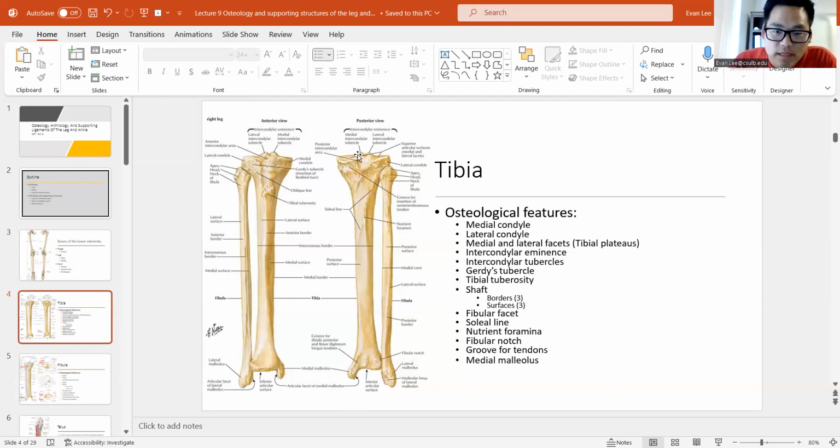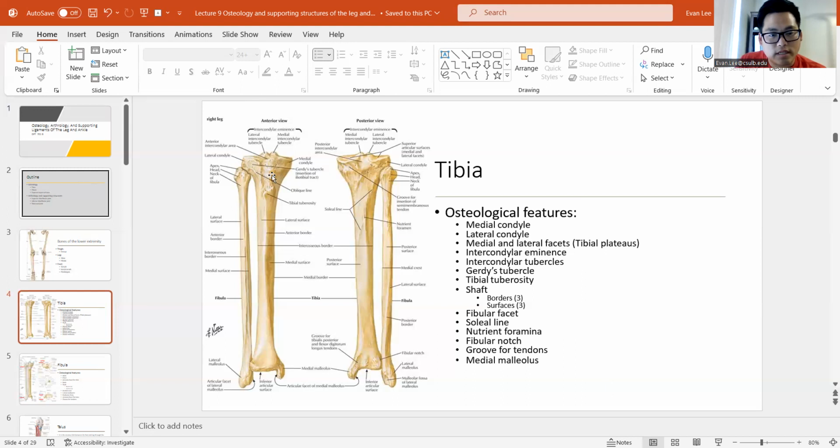If you look closely at that lateral condyle, you'll be able to see that you have this region slightly anterior to the lateral condyle that actually does have its own name, which is called Gerdy's tubercle. So Gerdy's tubercle is going to be one of the places where the biceps femoris is going to attach, and that's going to be slightly anterior to the lateral condyle.